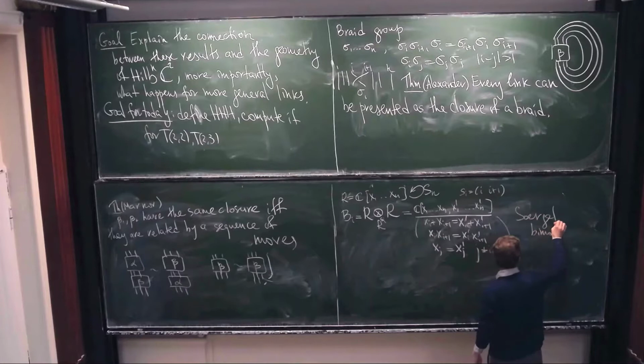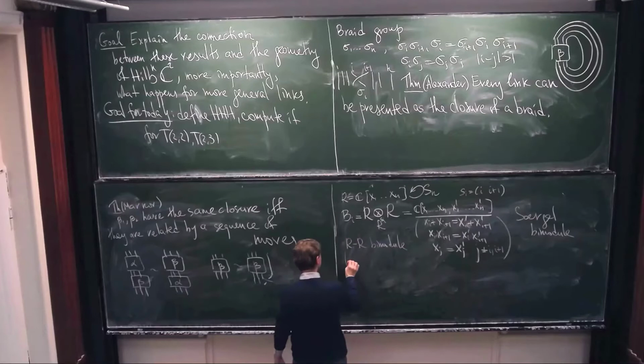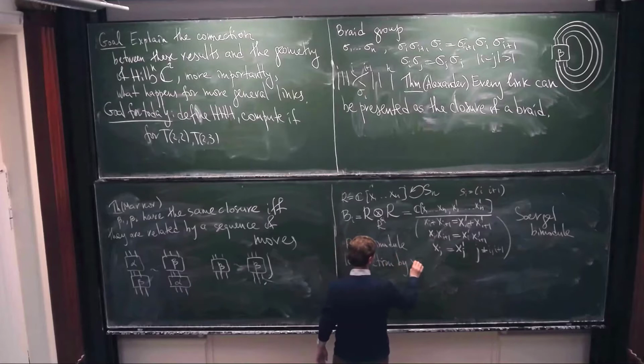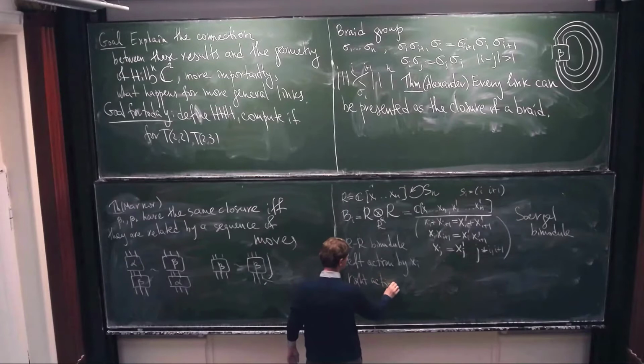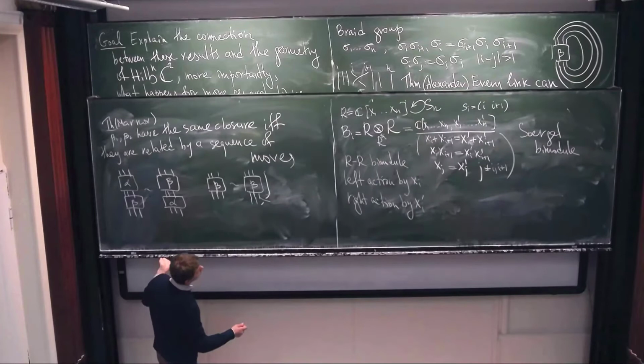An example of the Soergel bimodule. And this is, by definition, an R-R bimodule. So we have a left action by xi, and we have a right action by xi prime. And so if we have bimodules, we try to do various things with them.